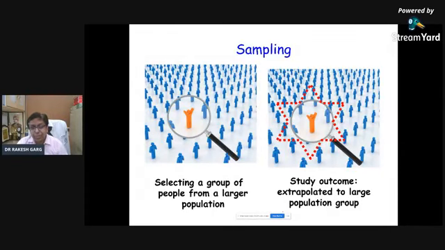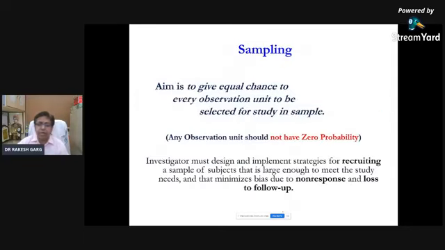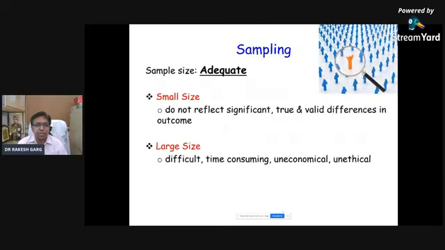If we select a wrong population, or if our selection is biased, then we cannot extrapolate our outcomes to the whole population. That's why sampling is important, so as to give an equal chance to each individual to participate in the study. And this can create bias if we are not very cautious about it.